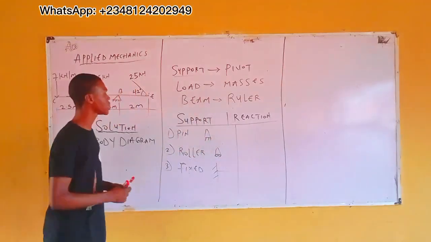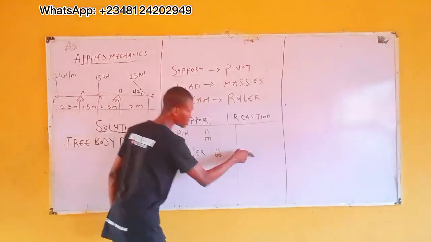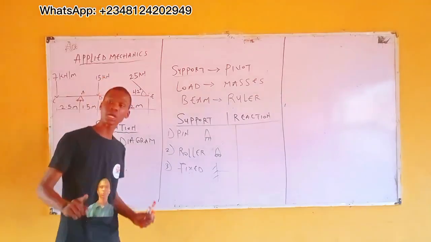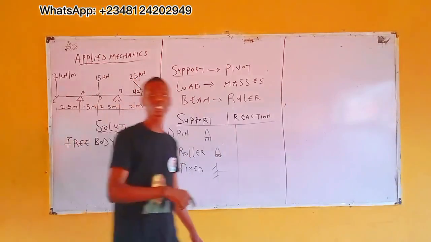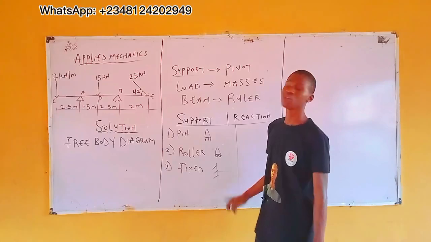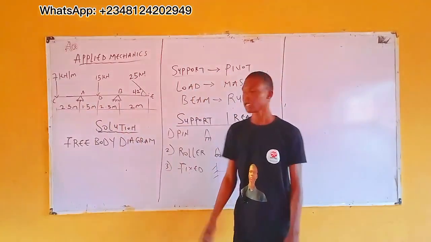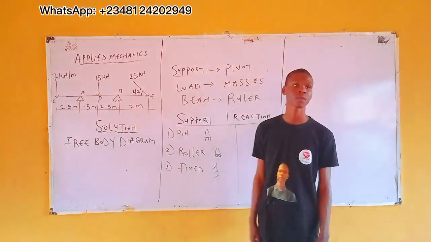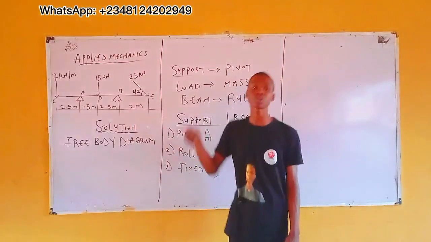So what it means is that for pin support, there's a reaction. Roller support, there's a reaction. Fixed support, there's a reaction. But for our level now, we are limited to pin support and roller support. What that means is that for any question given to you, you can't see fixed support here. You only see pin support or roller support. Now check this beam. From what we've explained here, what type of support do you have here? You have the pin and roller. At what point do you have roller, and at what point do you have pin?